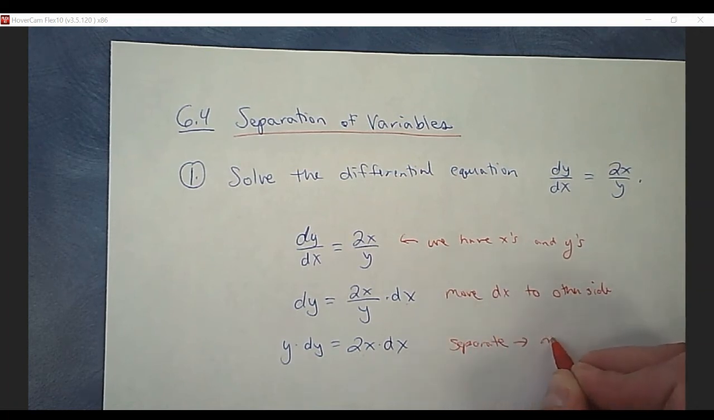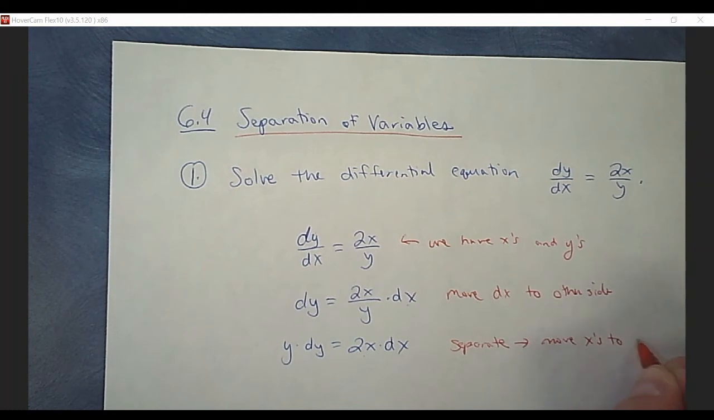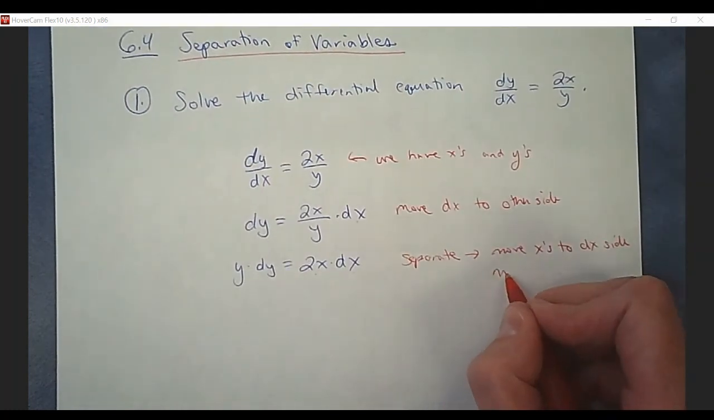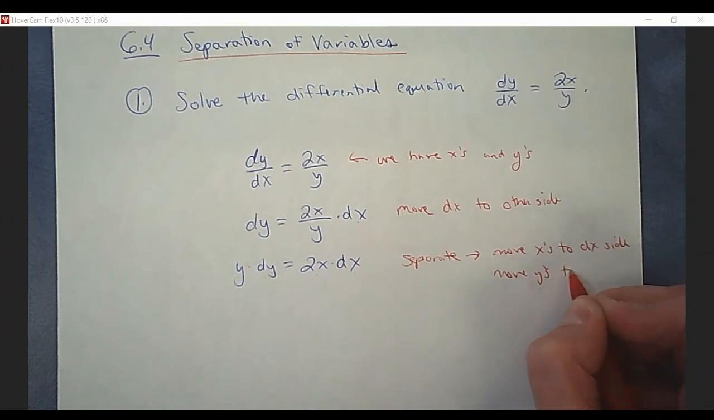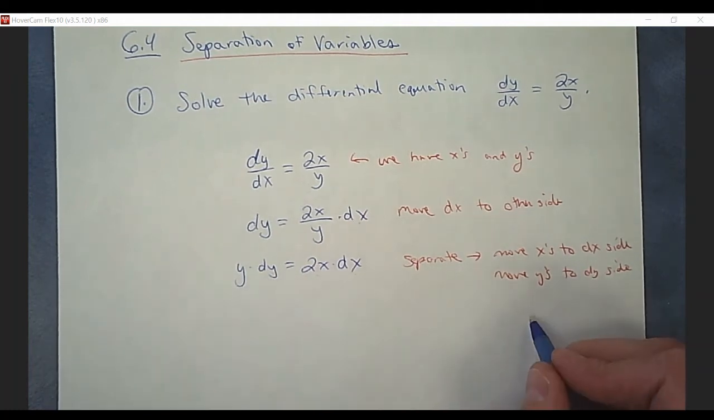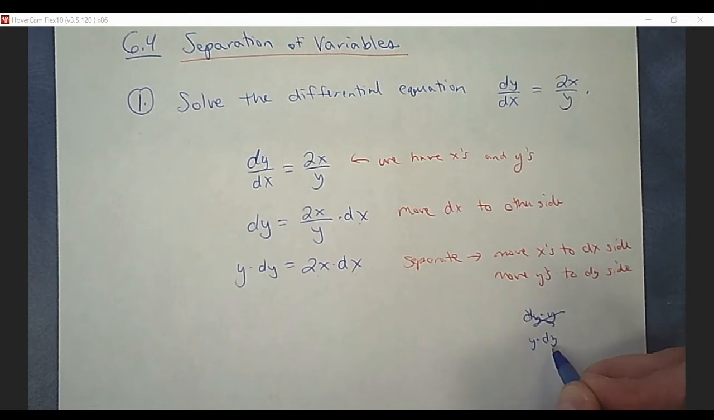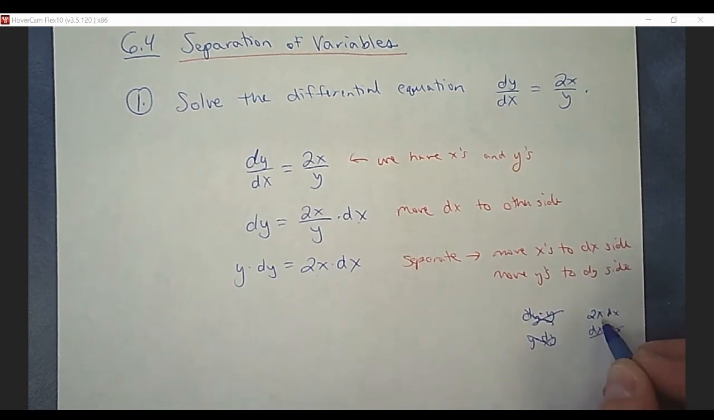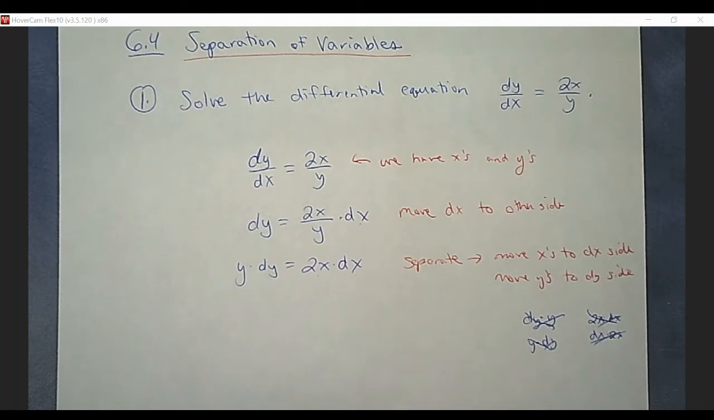So we're going to move the x's to the dx side, and we're going to move the y's to the dy side. And by the way, when you go to write this, you technically could write dy times y instead of y times dy, but usually we like the dy on the end. And similarly for the dx, I prefer the 2x in front of the dx. Technically this would be equivalent, but I think you'll find you like the dx on the end instead.